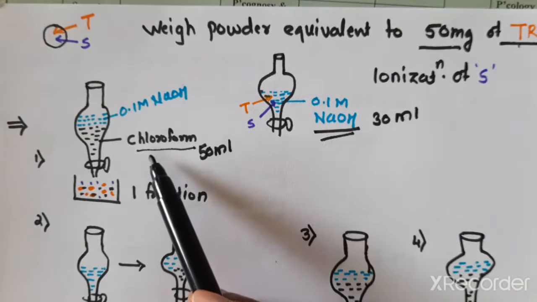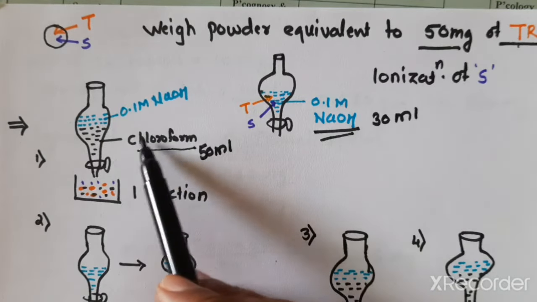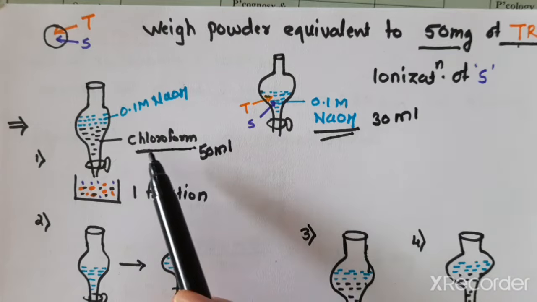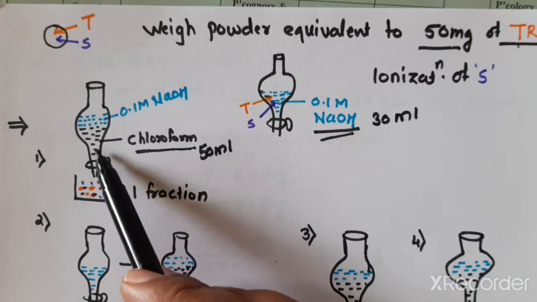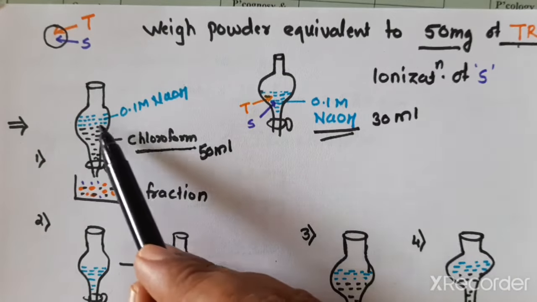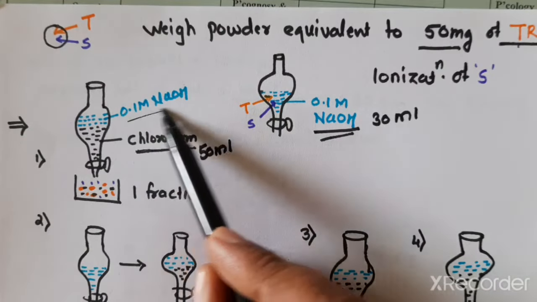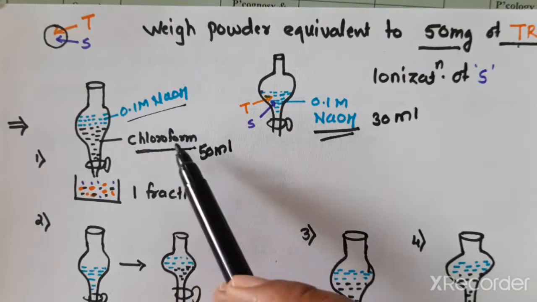Now remember, chloroform is denser, so it will remain at the bottom. It will be the bottom layer, and the aqueous layer will remain on top. So what is happening here?